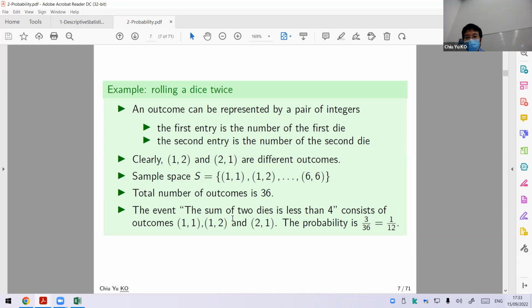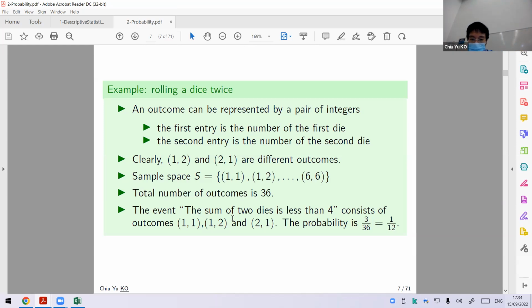The sample space, you can see, will consist of all possible ordered pairs. You will have 36 outcomes, right? Because for the first entry you have 6 possible outcomes, and for the second entry you have 6, right? If you try to draw a table, 6 times 6, so 36 outcomes.